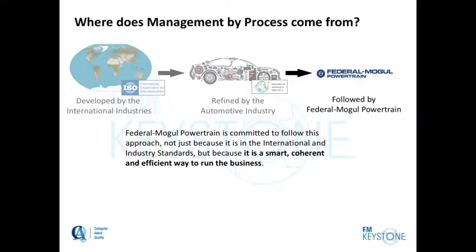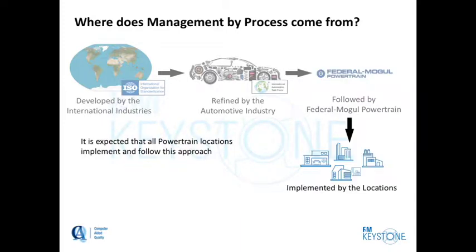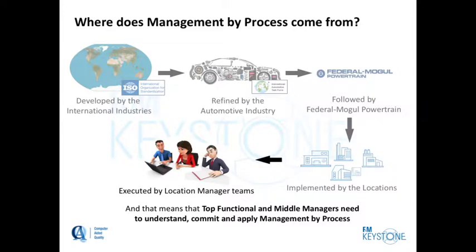Federal-Mogul Powertrain is committed to following this approach, not just because it is in the international and industry standards, but because it is a smart, coherent, and efficient way to run the business. It is expected that all powertrain locations implement and follow this approach. And that means that all top, functional, and middle managers need to understand, commit, and apply management by process.